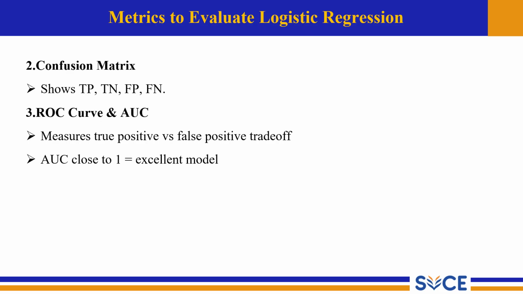And the ROC curve and AUC. The ROC curve plots the true positive rate against the false positive rate at different probability thresholds. It helps us analyze how well the model separates the two classes. The AUC, or area under the curve, summarizes the ROC curve into a single number. An AUC close to 1 indicates an excellent model. An AUC of 0.5 means the model is no better than random guessing. So ROC and AUC are extremely useful for comparing models and evaluating performance beyond just accuracy.